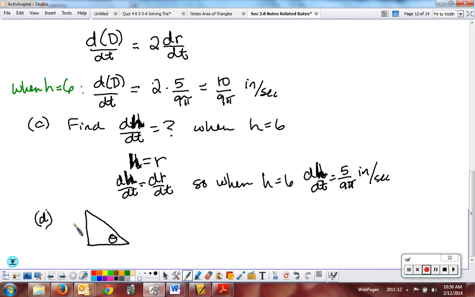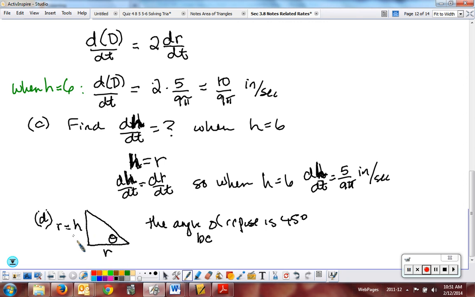Why is it going to be 45? No matter at what instant I am, H and R were equal to each other, and the only angle in a right triangle for which the two legs are equal is 45. So the first question was find the angle of repose. The angle of repose is 45 degrees because, and this isn't really calculus, this is just basic trig.